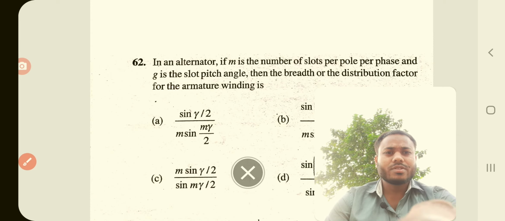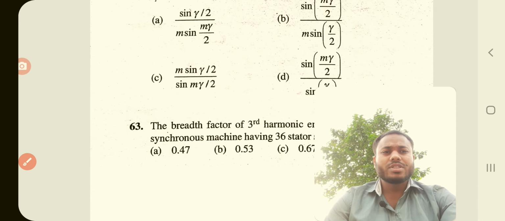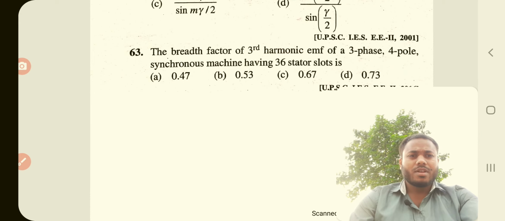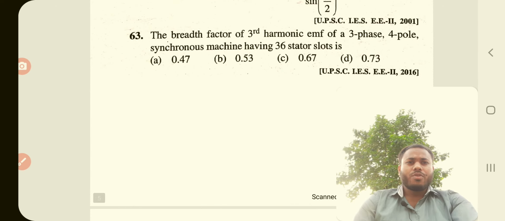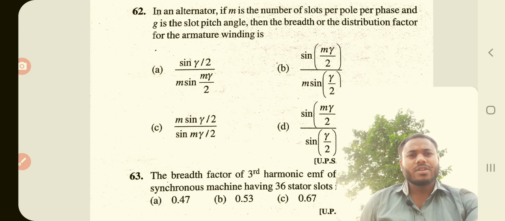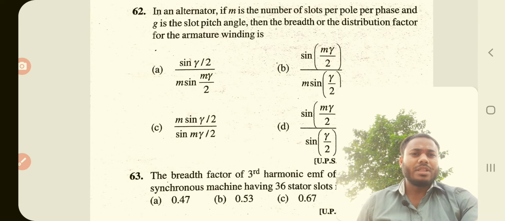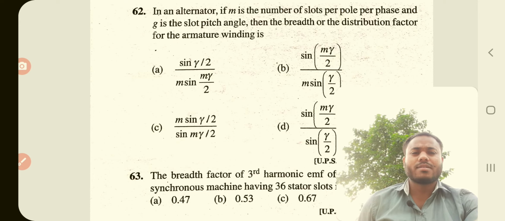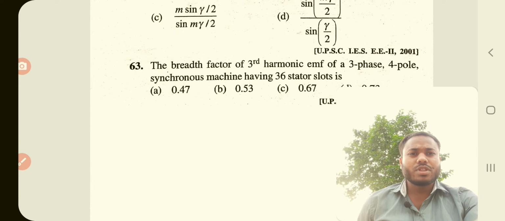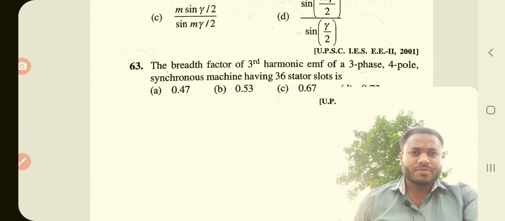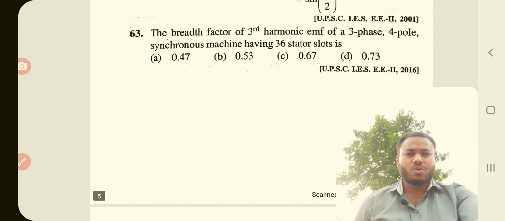So friends, number B is the right answer. Next question, from this equation you have sin(mγ/2) divided by m sin(γ/2). If you put in this equation, then also you can find this answer. So what is the question?